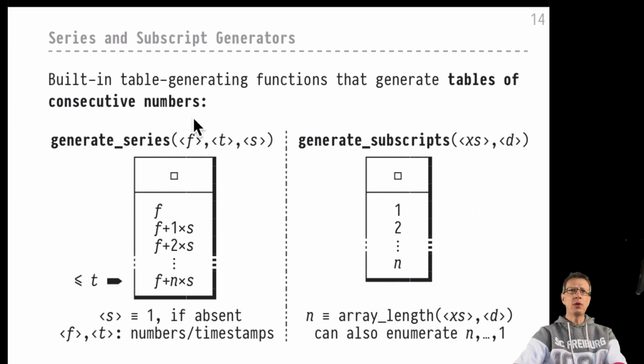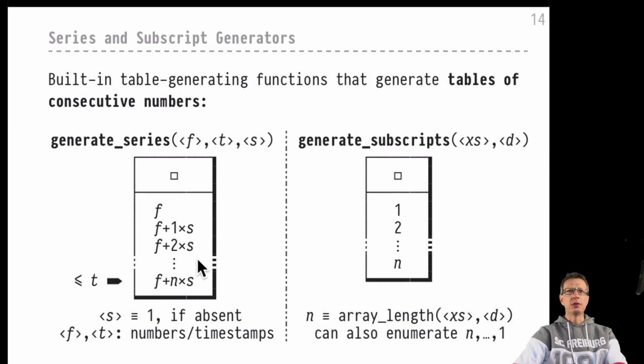Okay, so evaluating this particular generate series function would leave us with a row that contains an f value. The next row would contain f plus 1 times s. The next row would contain f plus 2 times s, and so on, until we hit something that's f plus n times s, which would be the last value. As soon as we reach t or would exceed t, we never actually exceed t, this is made sure by generate series, then this enumeration would end. All right.